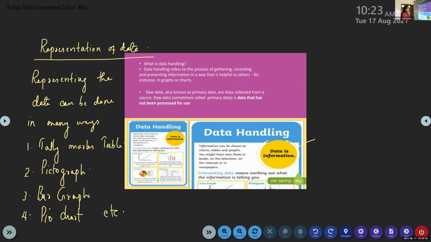There are many things. When you come to 7th standard and 8th standard, you have many graphs, so I will simply write etc. Circle graph, histogram, line graph, double bar graph. A lot of things are there. In our chapter, only this much we have to learn. No need of drawing a pie chart; you can draw it in 8th standard. In this chapter, we just learn about tally marks table, pictograph, and bar graph.